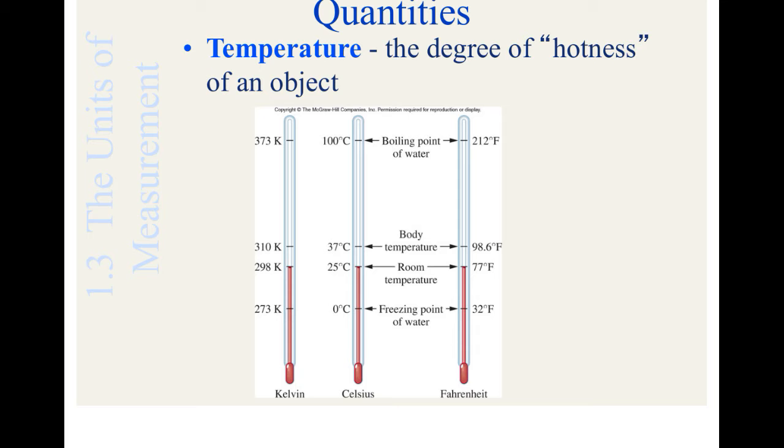So the first one is, you can see that the freezing point of water in Celsius is 0 degrees, and in Fahrenheit it's 32, whereas in Kelvin it's 273. And then if you go all the way up to the boiling point of water in Celsius, you can see that it's 100 degrees Celsius, but in Kelvin it's 373 Kelvin. So that tells you that to convert any temperature from Celsius into Kelvin, I just need to add 273 to it.